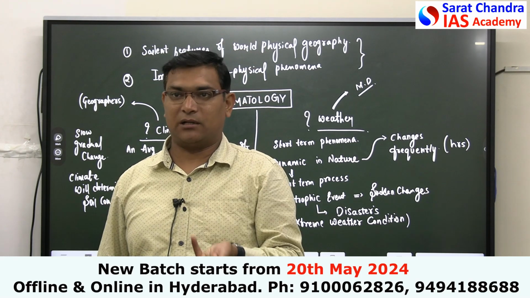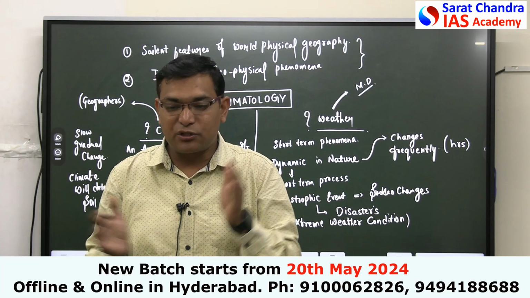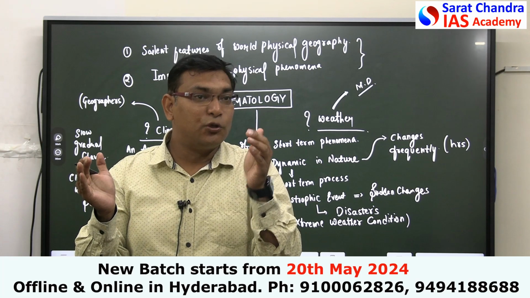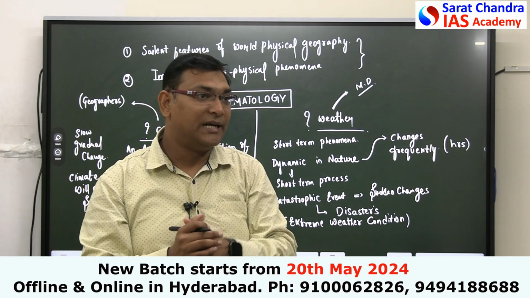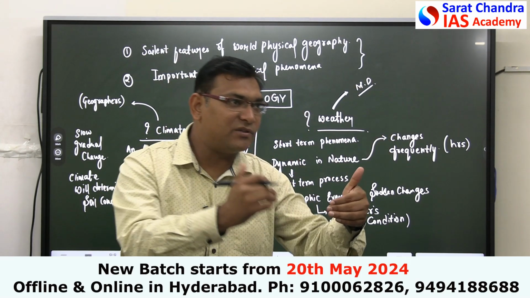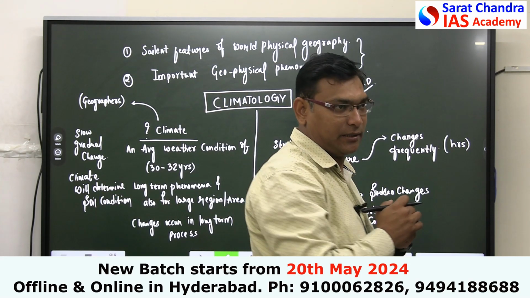If it is a hot climate, which trees will come? If it is a cold climate, which trees will come? If it is a humid climate, which trees will come? If it is a monsoon type of climate, which trees will come? If it is a desert climate, which trees will come? So based on that natural vegetation, resources will be determined. Livelihood opportunities will be determined.